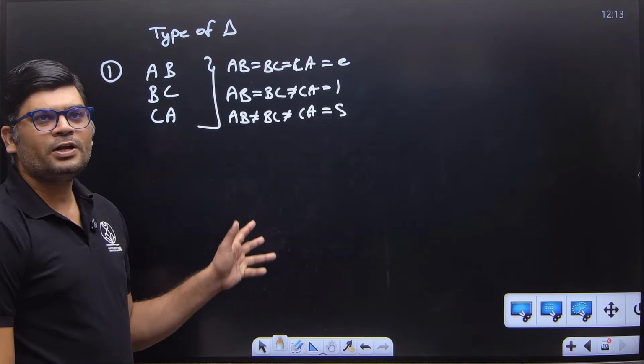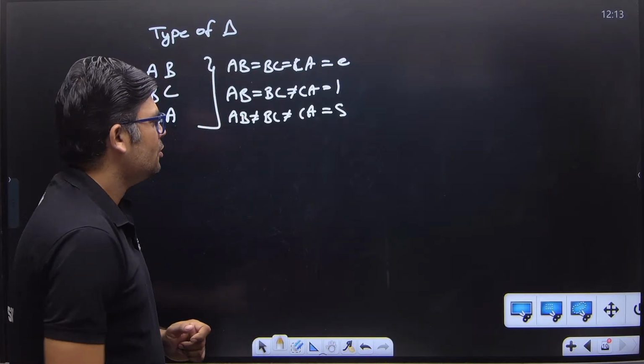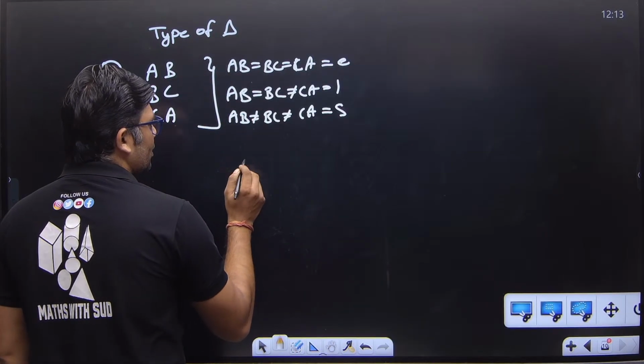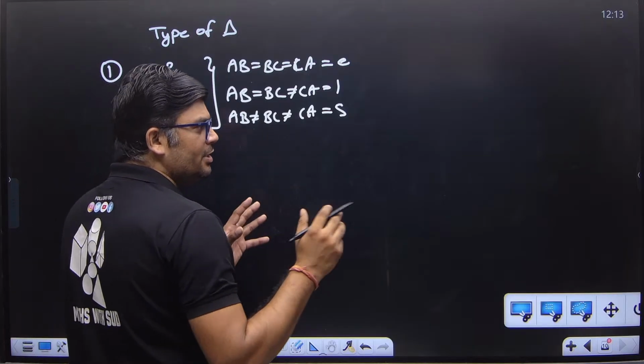But should we check only this part? No. There is one more part. So you have to also check, let us suppose that in these sides, any of the two sides is greater than the third side.